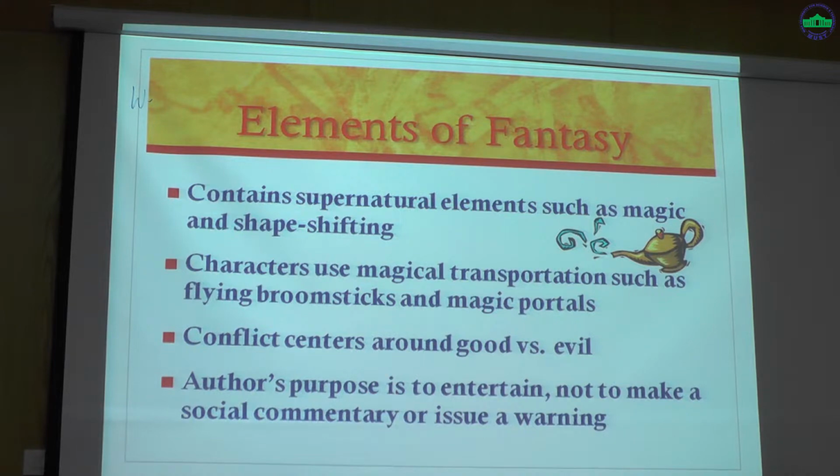Elements of fantasy. Supernatural. Shape-shifting. What do we mean by shape-shifting? To change form from a dragon to a boy, then to a girl. A mythical element. The eternal conflict between good and evil. So is the purpose of the author to entertain only? No. Dystopic fiction is a critique of current social, cultural, economic, and technological problems. It depicts the crisis of modern man.